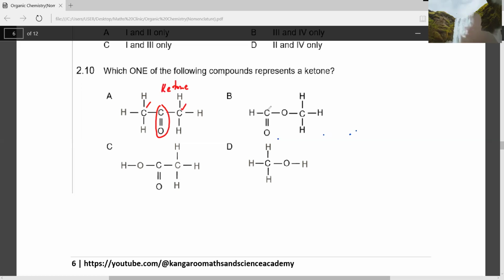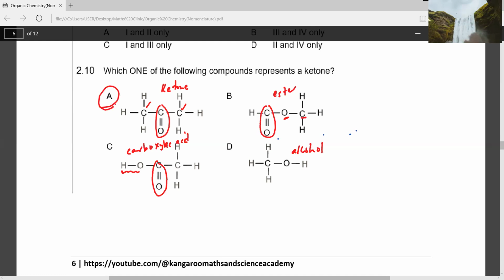This one, next to the carbonyl, there is an oxygen with a carbon. So this is an ester. This one, next to the carbonyl, there is a hydroxyl group. So this is a carboxylic acid. Then this one, it's an alcohol. So a ketone, it's option A. I believe you guys are following.